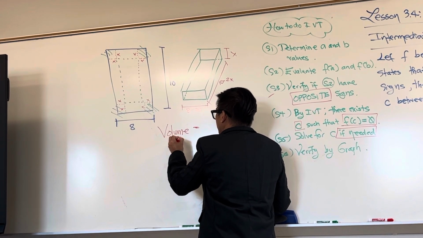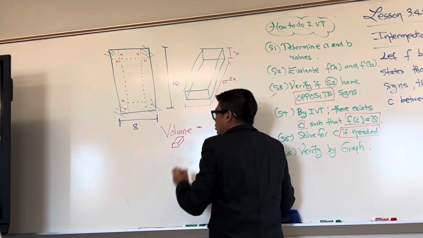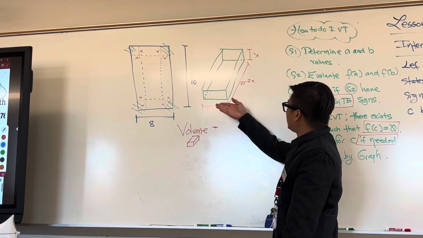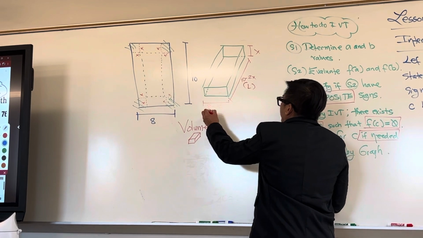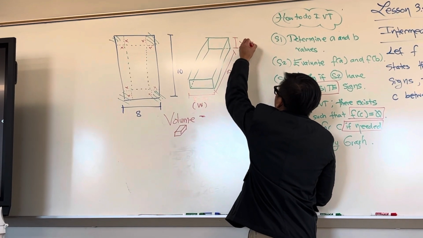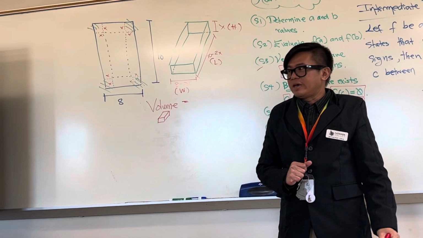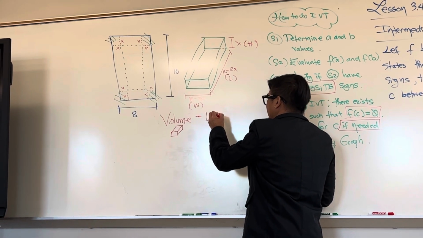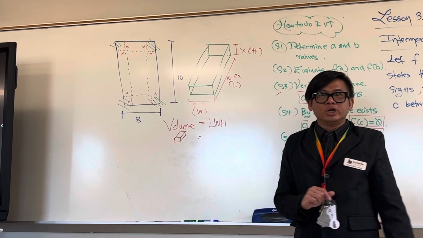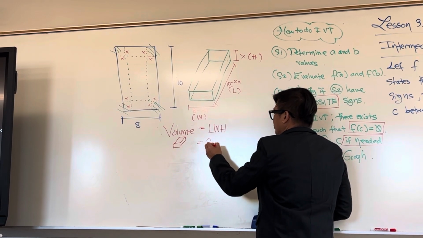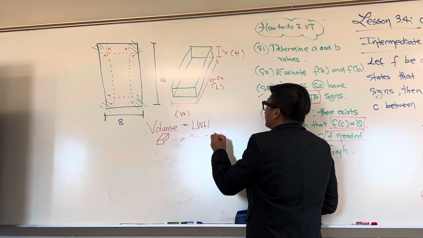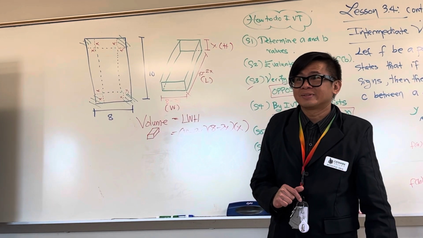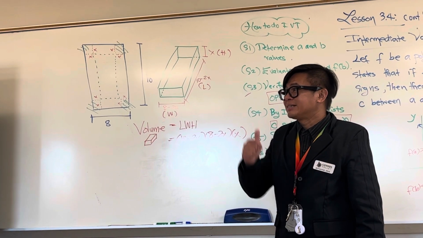With that being said, to get the volume of this one now, volume is equal to what? For any prism, a rectangular prism, what are you gonna do with the length, width, and height to get the volume? Multiply together. Right? Length, width, and height. Then that would be equal to, well, just multiply them together, right? 10 minus 2x, 8 minus 2x, times x. Are we good, guys? Okay.